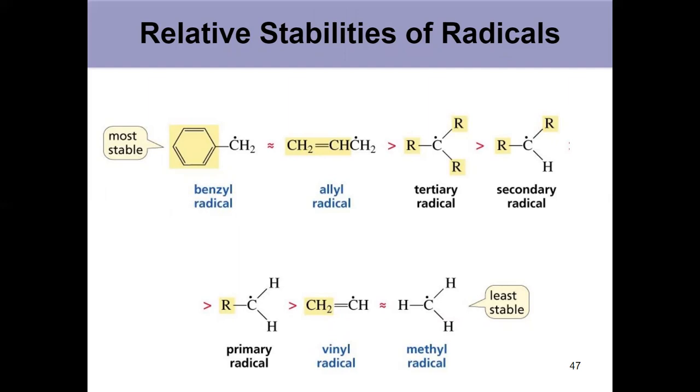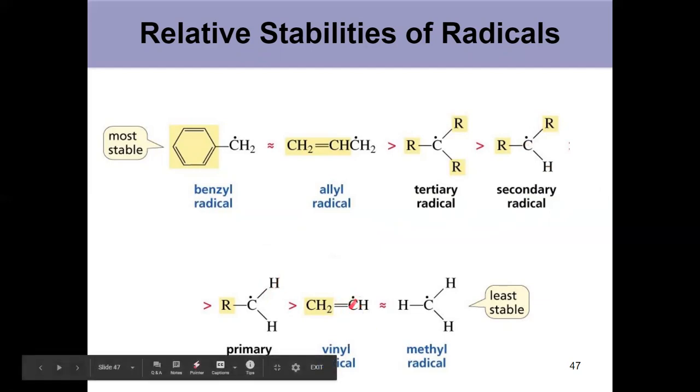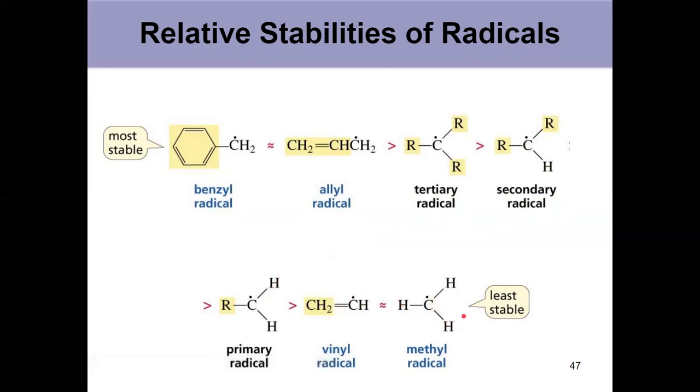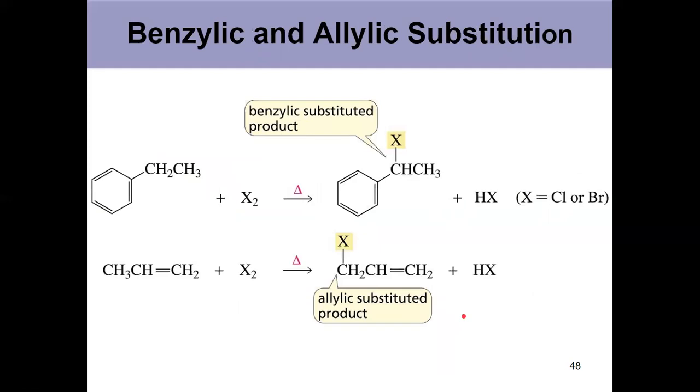Right? So this chart should look familiar. It's the same exact thing we had for carbocations, now for radicals. Our benzyl and our allyl radicals are more stable due to electron delocalization in those resonance contributors, followed by tertiary, then secondary, then primary. Vinyl is bad because of that electron density being right next to it in the pi bond, and methyl is the worst. So what does that mean for us in terms of reactions?